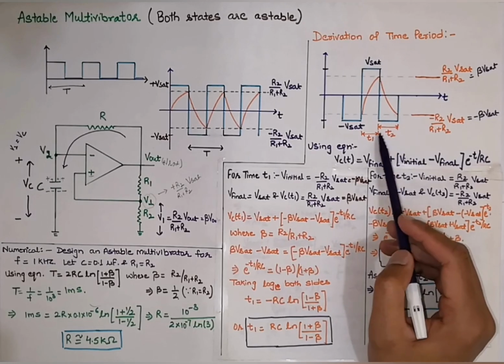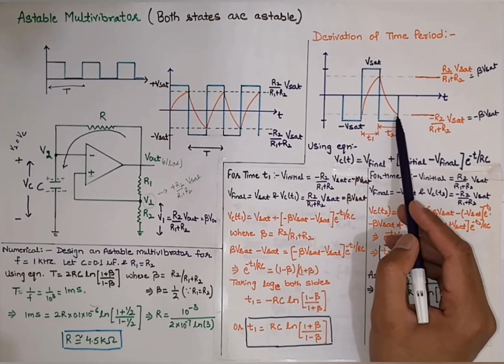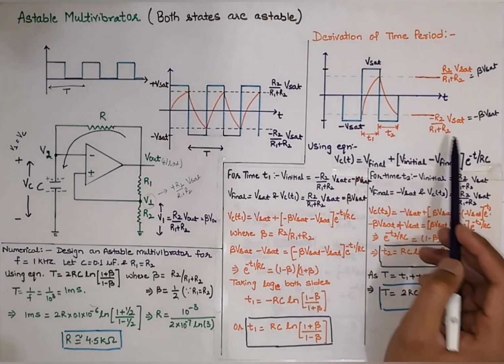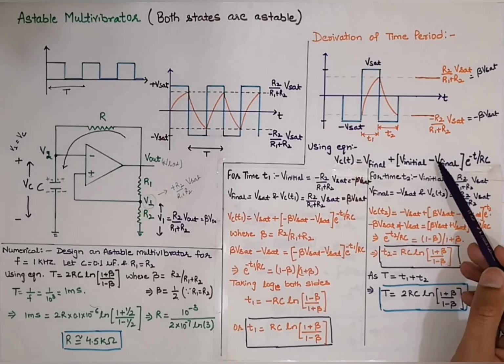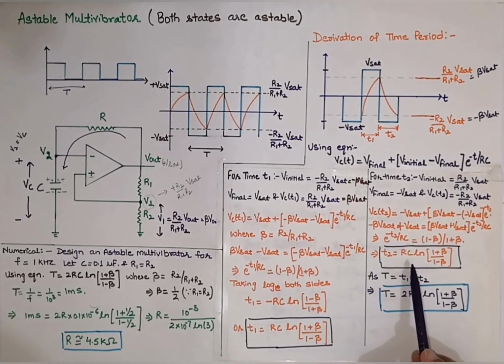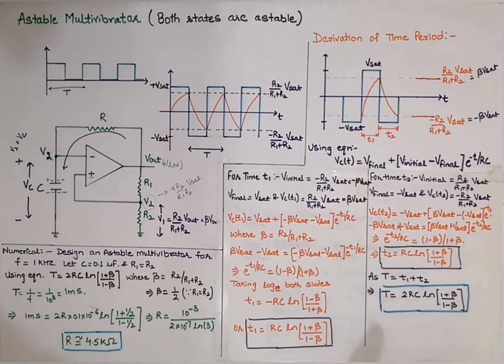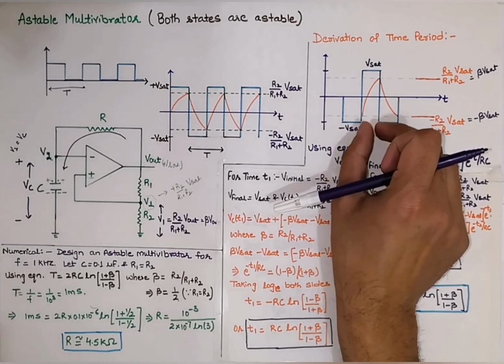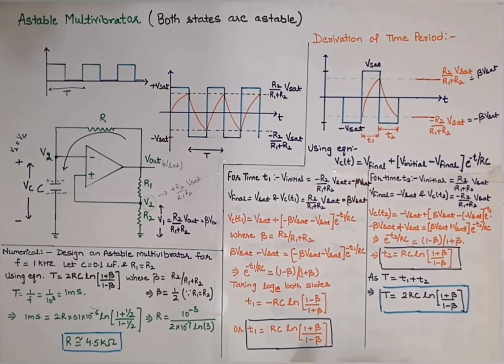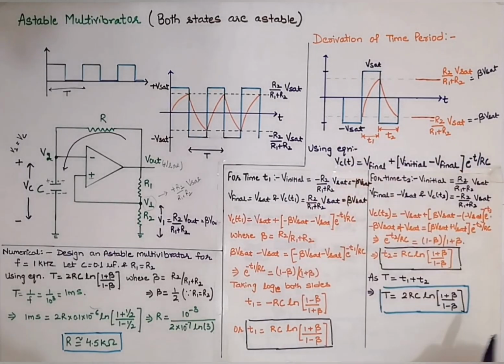Similarly, the Vc at T2, exactly after T2, the voltage at the capacitor is minus R2 upon R1 plus R2 of V saturation, that is minus beta V saturation. So again, putting these values over here, I can get the value T2 equal to Rc natural log of 1 plus beta upon 1 minus beta. You can see here both the values of duration T1 and T2 are same. It means we can say that the duty cycle over here is equal to 50%. So the total time period will come out to be T1 plus T2, and it will come out to be twice of Rc of natural log of 1 plus beta upon 1 minus beta.